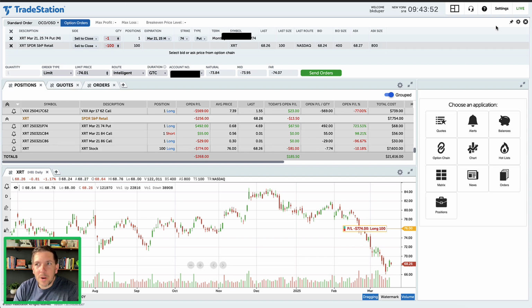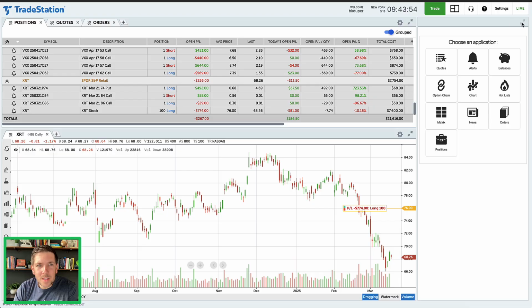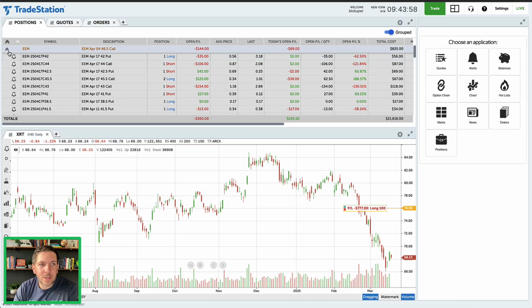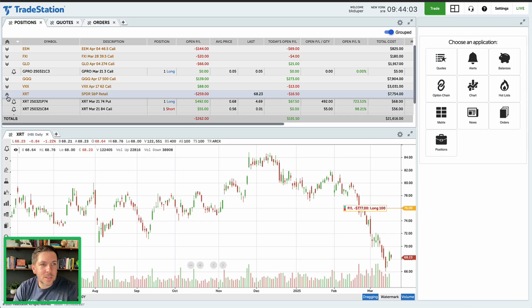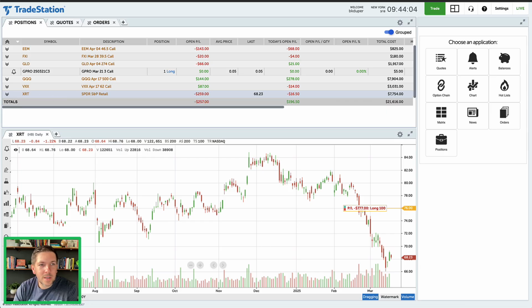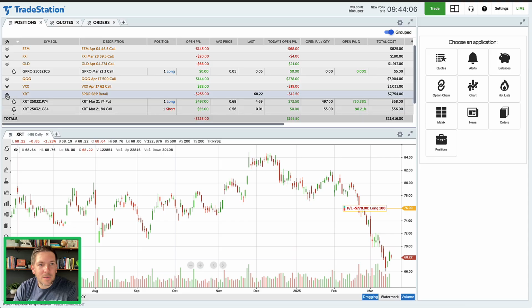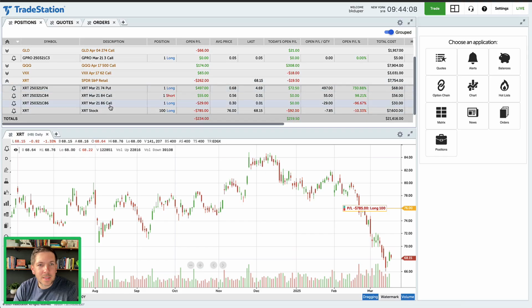So when I go in here into my account, you can see these are all the positions that I have in my TradeStation account. So I'll just collapse a bunch of these down here so you can see all these different positions. But here is XRT. And if I open up XRT, then I see all the positions that I have in XRT.